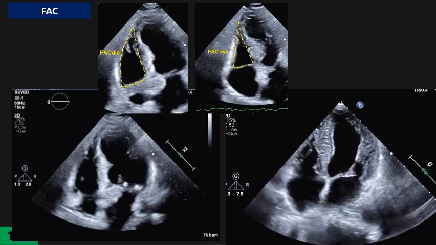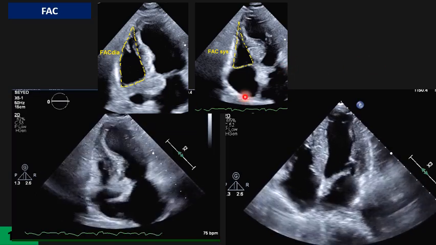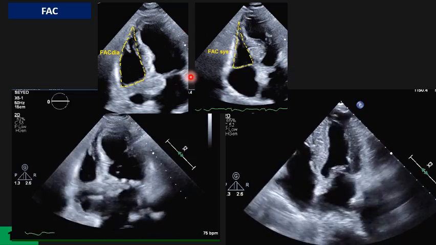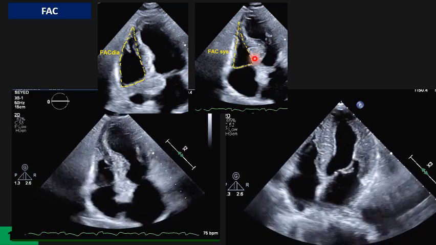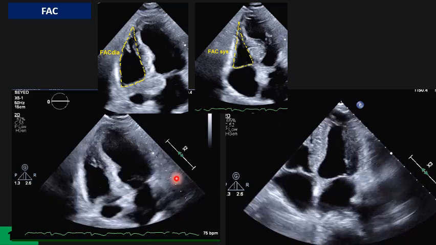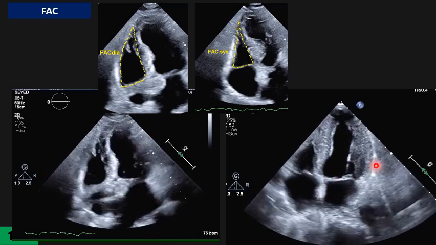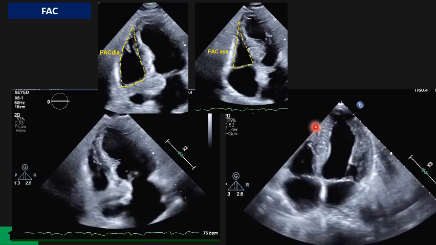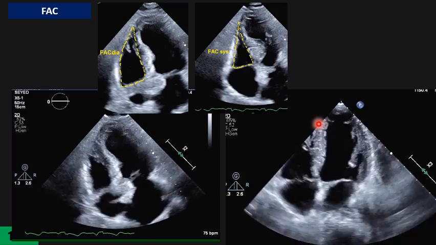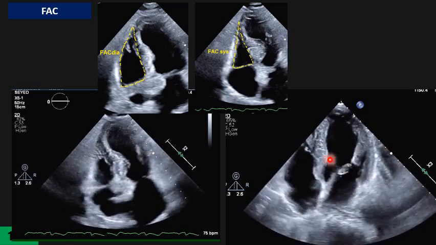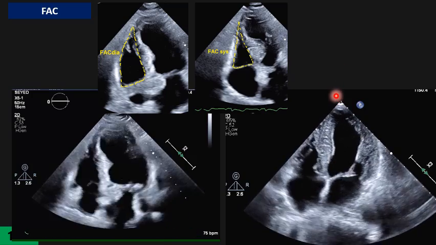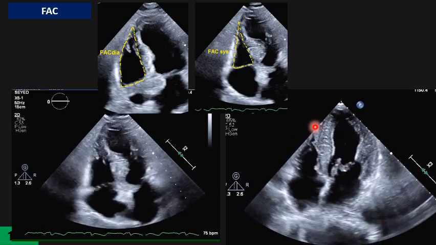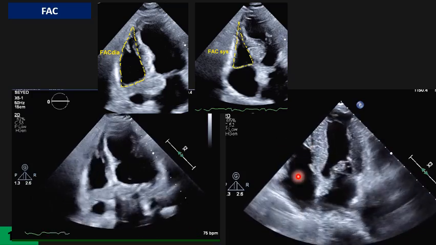Fraction area change is another parameter, a good parameter for evaluation of the right ventricular systolic function if performed correctly. For that purpose, we have to get a right ventricular focused view or apical four chamber, as long as we can see the border of the free wall of the right ventricle and apex of the right ventricle. So for example, in this case, we have to move our probe a little medial of the patient, and you can see the apex of the right ventricle and free wall much better.